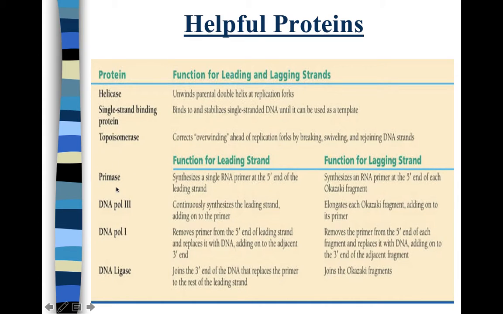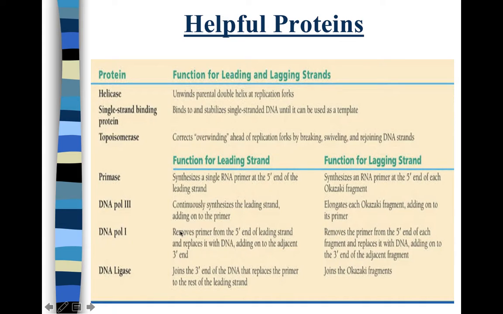Function for the leading strand: primase synthesizes a single RNA primer at the 5' end of the leading strand. The function for the lagging strand: it synthesizes an RNA primer at the 5' end of each Okazaki fragment. DNA polymerase III continuously synthesizes the leading strand, adding to the primer, and elongates each Okazaki fragment, adding onto its primer.